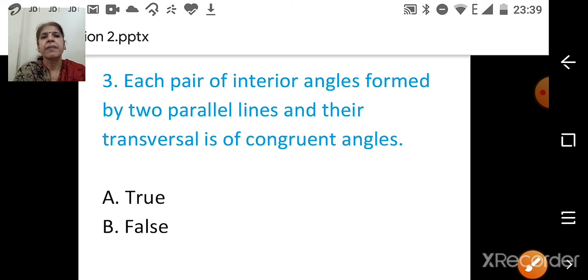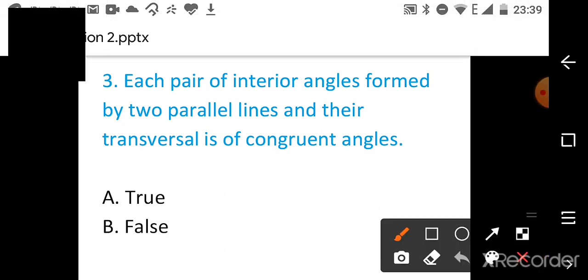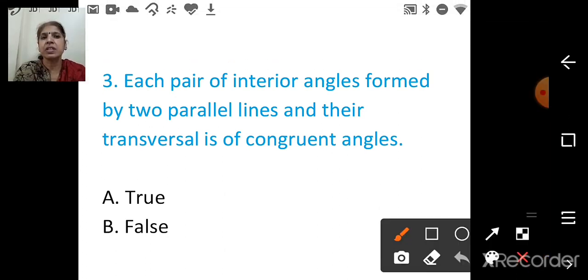Next one is, each pair of interior angles formed by two parallel lines and their transversal is of congruent angles. Yes children, so is it true or false? We have studied about the properties of two parallel lines and the transversal, and we have studied about interior angles. Interior angles are supplementary. Here it is given congruent angles. So it is false.